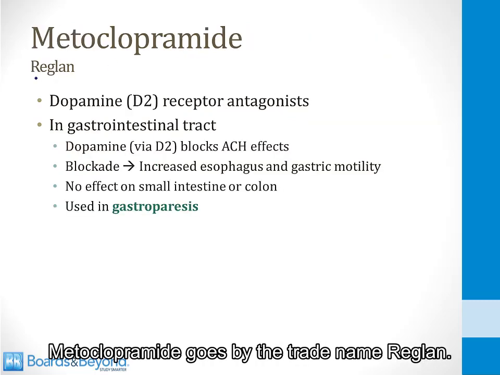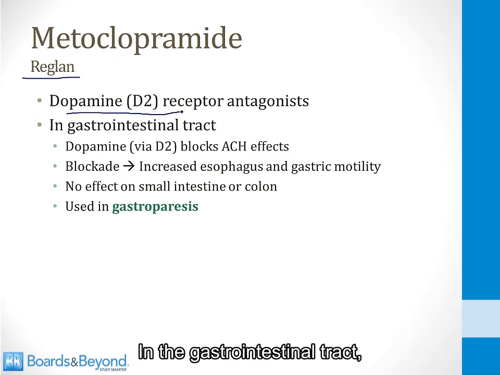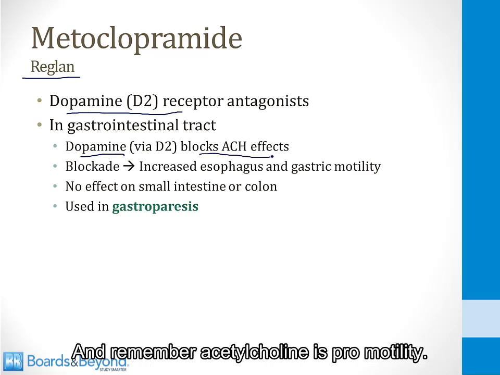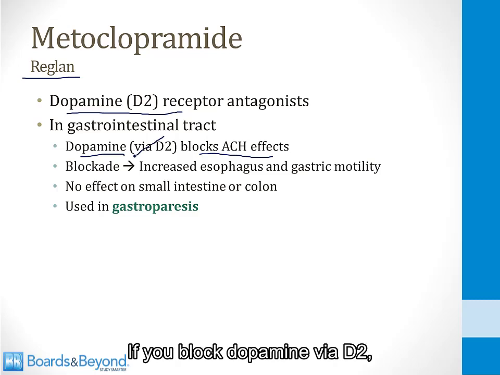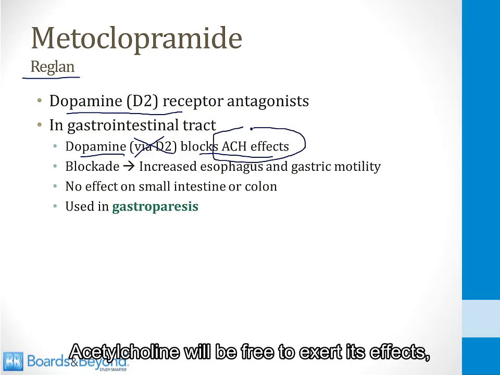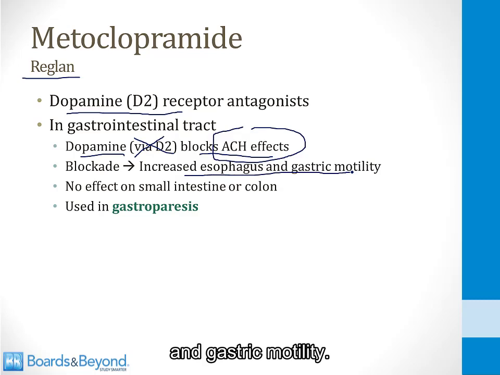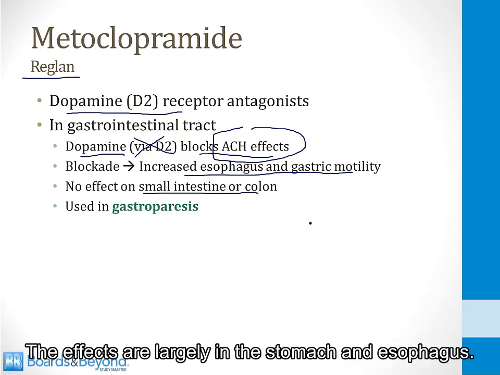Metoclopramide goes by the trade name Reglan. It is a blocker of dopamine D2 receptors. In the gastrointestinal tract, dopamine blocks the effects of acetylcholine, and remember, acetylcholine is pro-motility. So dopamine blocks that and shuts down motility. If you block dopamine via D2, then you will have increased motility. Acetylcholine will be free to exert its effects, and this will result in increased esophagus and gastric motility. There's usually no effect on the small intestine or colon. The effects are largely in the stomach and esophagus.